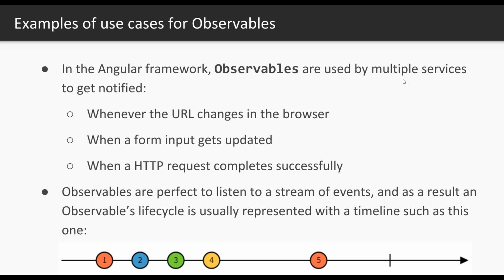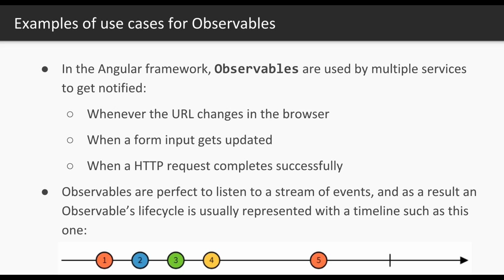So Angular itself uses observables everywhere. So it's a very important part of the framework. And they're used by multiple services. So if you use the router in your Angular application, there's a way to subscribe to URL changes in the browser, and this is using observables. There's a way to subscribe to form changes. So if you have a form with multiple different inputs, you can also use observables to subscribe to that and get notified when a user changes something in that form.